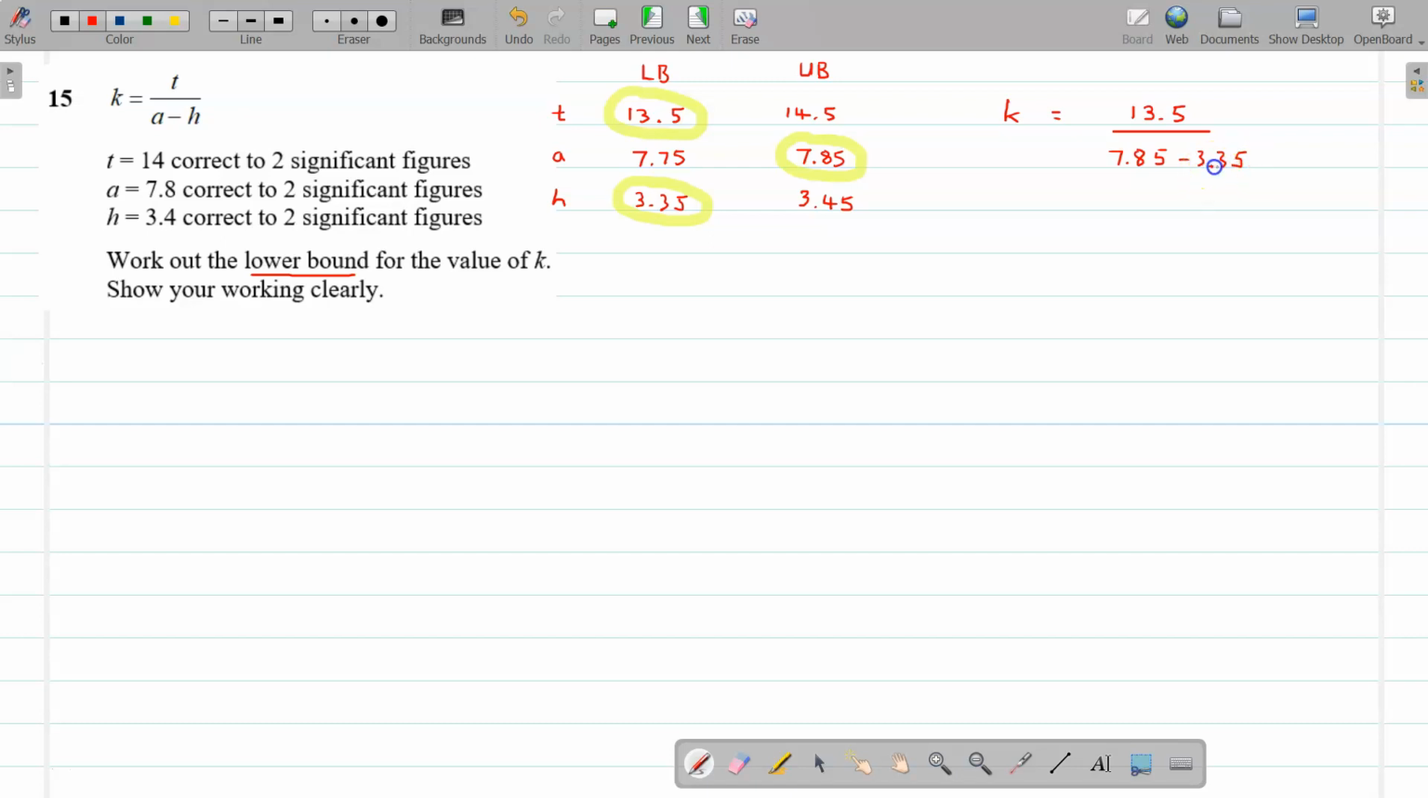Okay, and that will give us the smallest possible value of k that we could get using those limits. If you put that in the calculator, it comes to exactly 3. Exactly, and that's the answer.